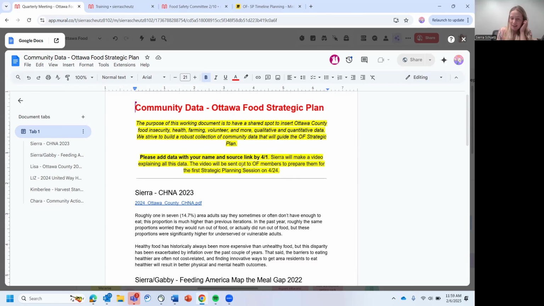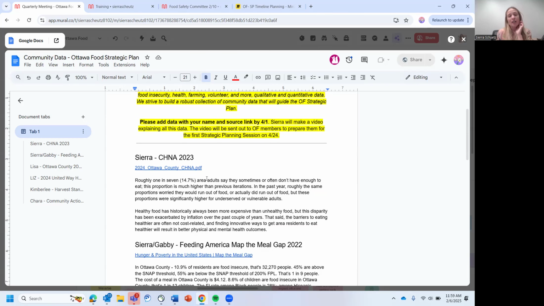So you'll see I kicked us off here with the structure. So I've got my name, the data source, which here is the Community Health Needs Assessment, or the CHNA, and then I have the points I think are important for Ottawa Food members to consider.